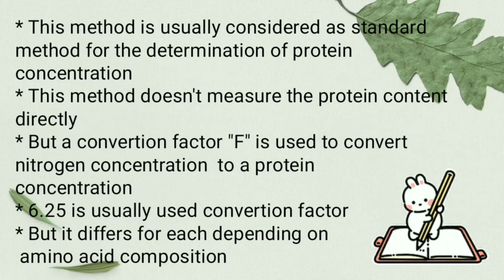This method is considered the standard method for the determination of protein concentration, and also in this, we are not determining the concentration of protein directly, but a conversion factor is used to convert the nitrogen concentration into protein concentration. Usually, 6.25 is the value of this conversion factor, which is expressed as F. But it differs for each protein depending on the composition of amino acids.